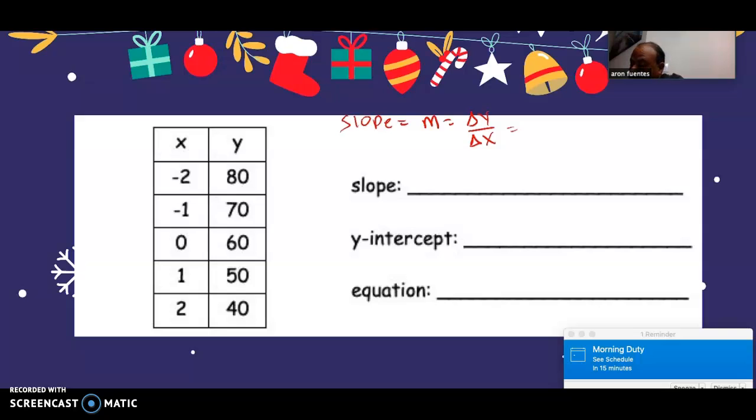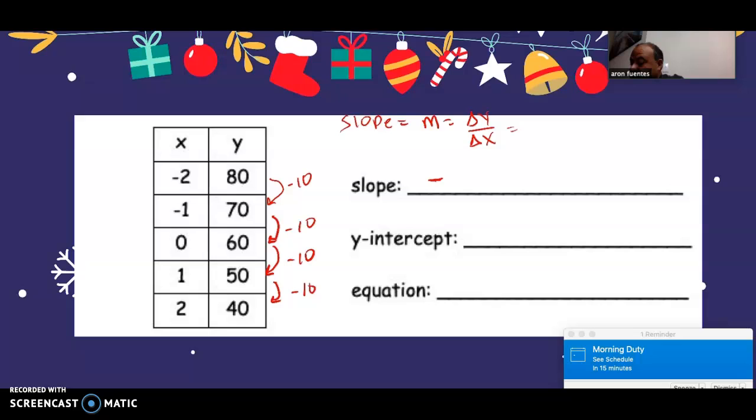So then if I'm going from 80 to 70, it's actually subtracting 10. So I go from 70 to 60, minus 10, 60 to 50, minus 10, 50 to 40, minus 10. So if we're subtracting instead of adding, what kind of slope do you think it's going to be? A positive or a negative slope? Well, if you are subtracting, more than likely it is going to be a negative slope.